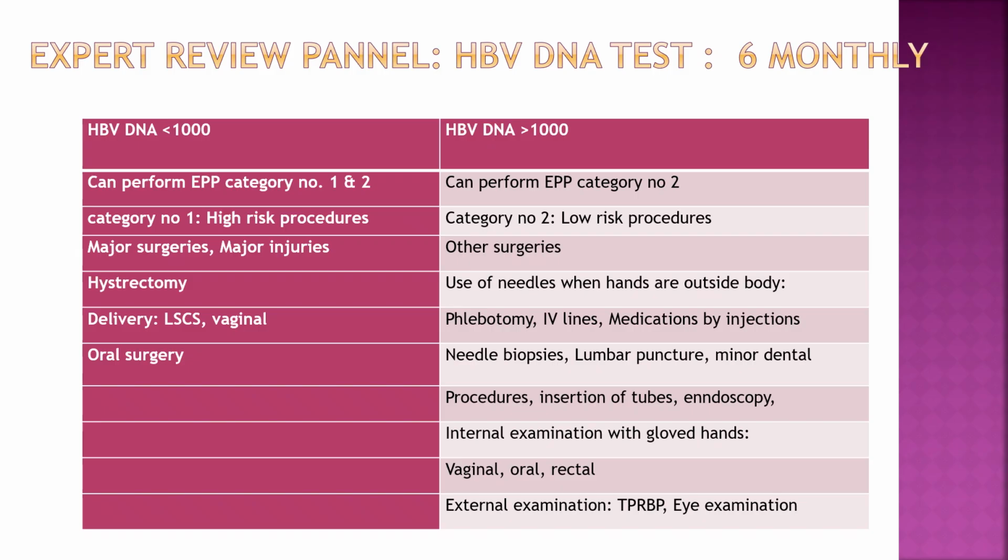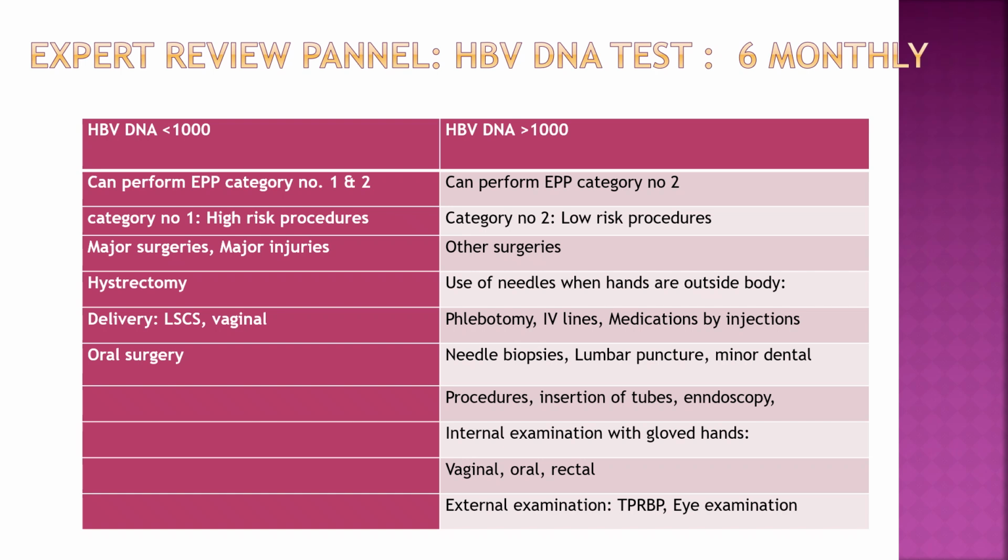So in category 1, these are the high risk procedures. So major surgeries, major injuries like hysterectomy, delivery, LSCS, vaginal delivery, oral surgery can be performed. If hepatitis B viral DNA load is more than 1000, then he can perform exposure prone procedures category number 2. So now we will see what things can be done in category number 2.